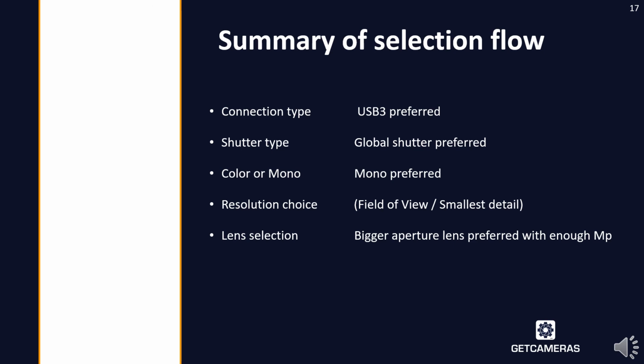And last, the lens selection. The lens selection is basically standard C-mount. Go for a larger lens if possible so you can capture more light, and go for a matching quality and size. These are the points that you use to select the best camera and lens for your application.